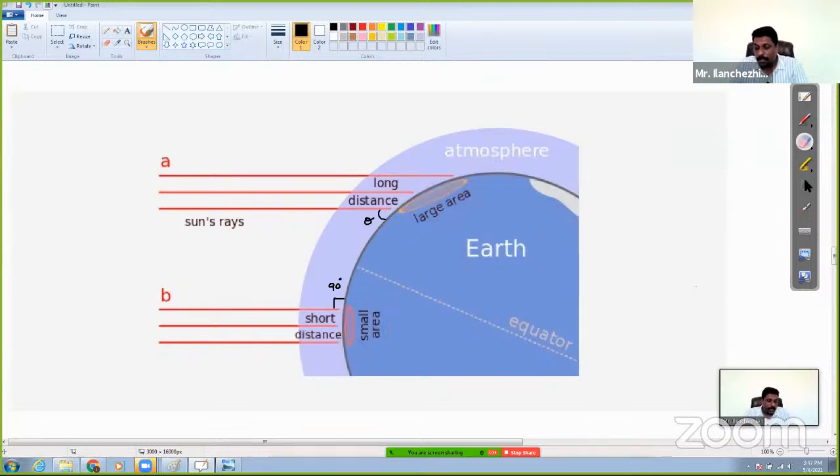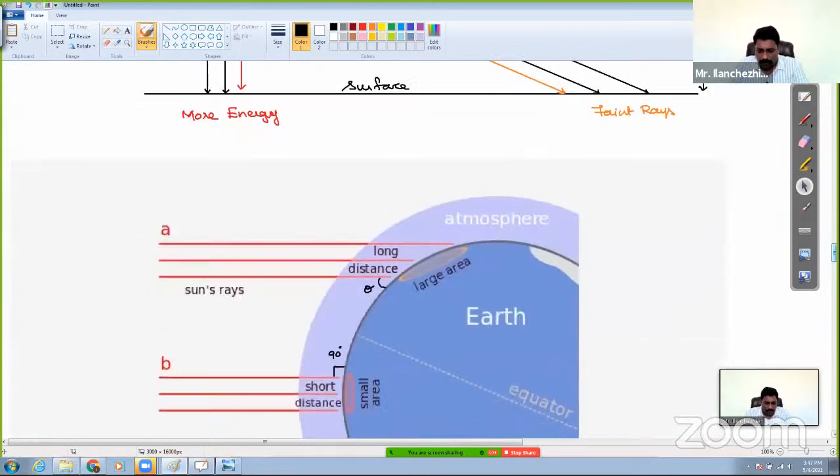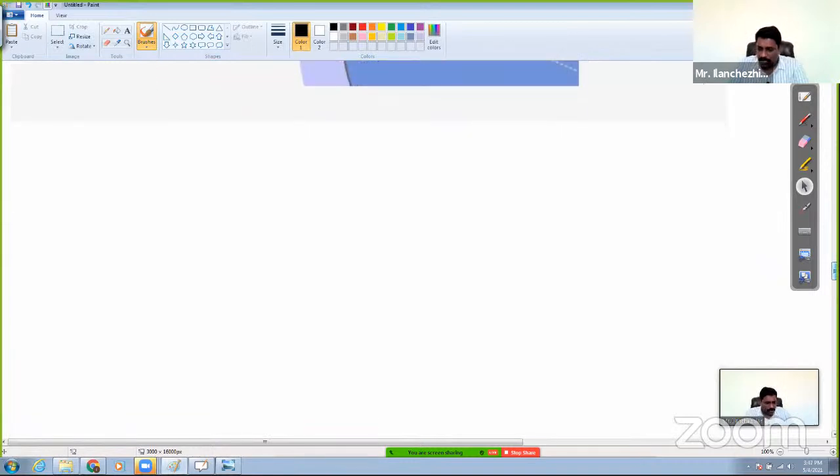Number two is the distance traveled by sun's rays through the atmosphere. High sun position travels a small distance, whereas slanting sun's rays travel a long distance. That's what I said. The longer the distance traveled by sun's rays through the atmosphere, the more will be the loss of energy. So both the factors we have taken, correct? Now coming to the third factor, my friend.